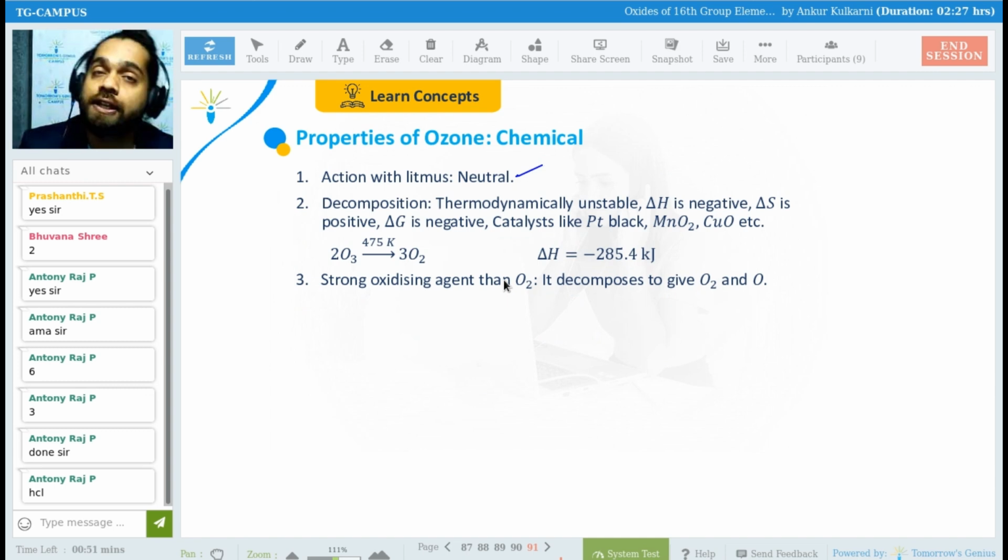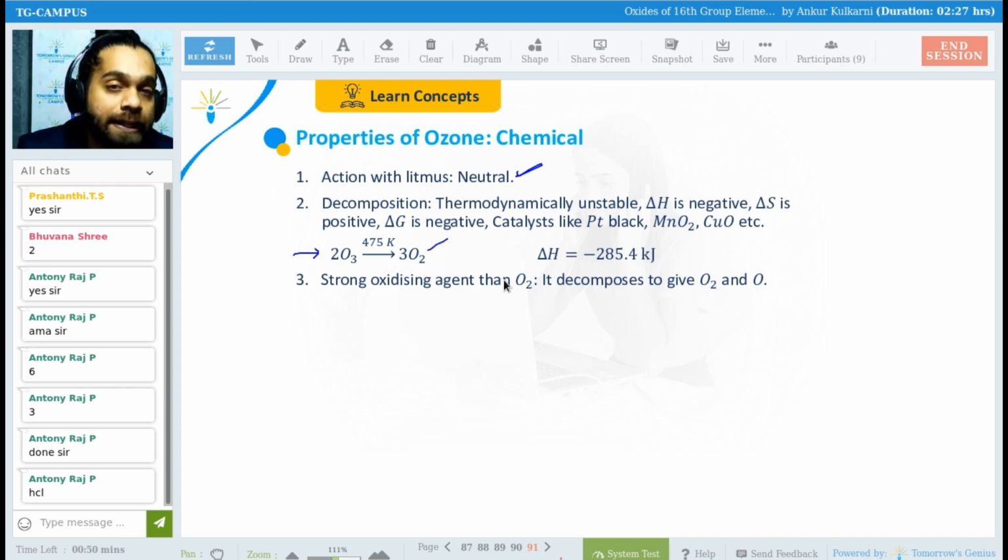Ozone is neutral in nature. It is neither acidic nor basic. Hence, if I do the litmus test, blue will remain blue, red will remain red. There will be no change in the litmus paper. So ozone is neutral in nature. If I do the electric discharge on ozone, I will get oxygen.